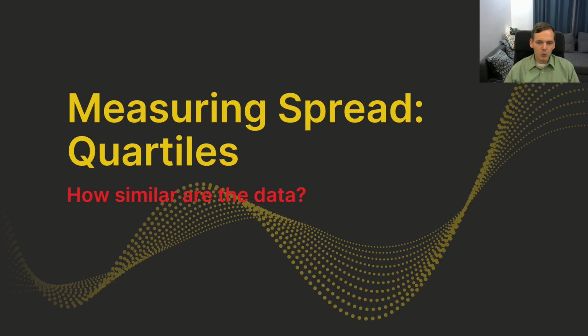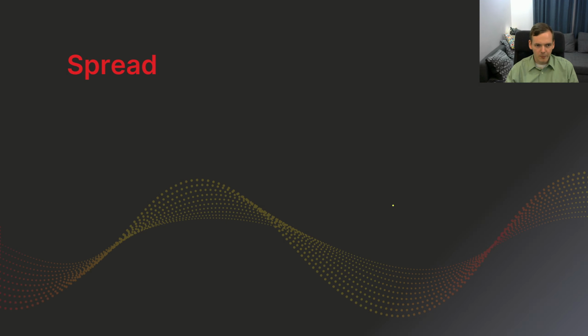We're going to talk about a couple ways to measure how spread out data is. And the first way here is with quartiles. And so again, this is answering the question of how similar are the data.